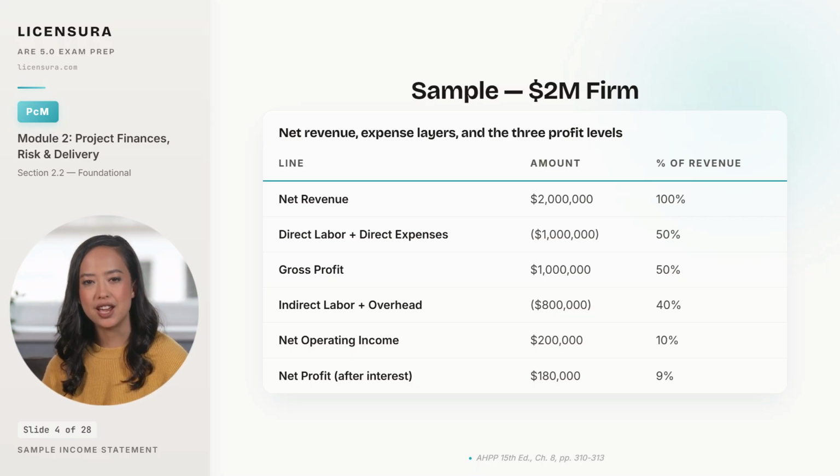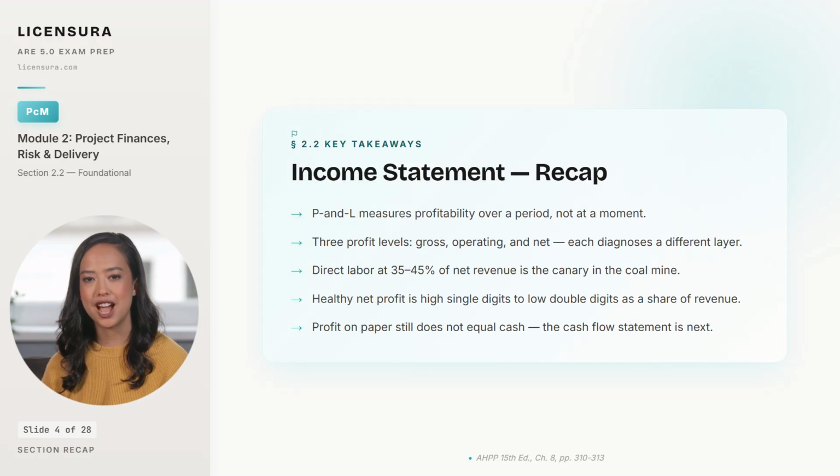Pull it all together, and a clear set of rules emerges for reading any income statement that lands in front of you. Five takeaways. First, the income statement, or P&L, measures profitability over a period of time, month, quarter, or year, and never at a single instant. Second, three profit levels live inside this statement. Gross profit answers whether projects are profitable before overhead. Net operating income answers whether the core business is profitable with overhead included. And net profit is the final bottom line after interest and taxes. Each level diagnoses a different layer of the firm.